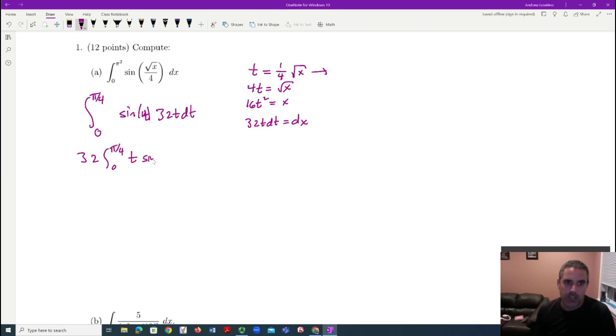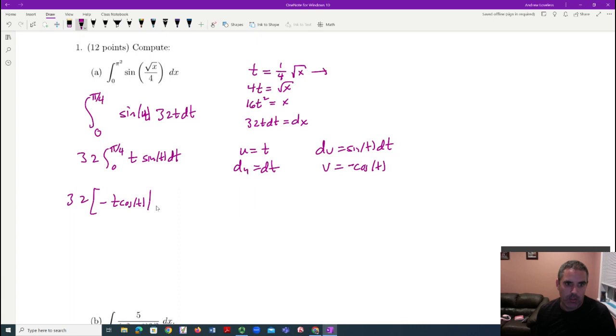So it's t sine of t dt. I'm going to say u is t, dv is sine of t dt, du is dt, and v is negative cosine of t. And then I'm going to put these two things together: negative t cosine of t. I'm going to evaluate that from 0 to pi over 4.